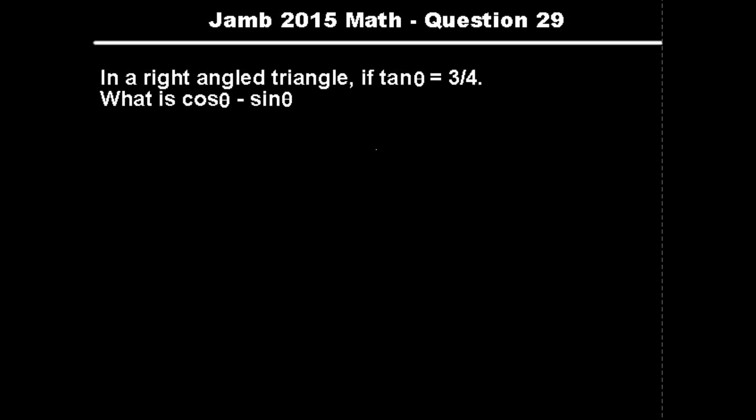All right, we're looking at question number 29 of the JAMB 2015 math exam. And we're being told that in a right triangle, the tangent of theta is 3 over 4. And we're asked to find what cosine minus sine of theta is.